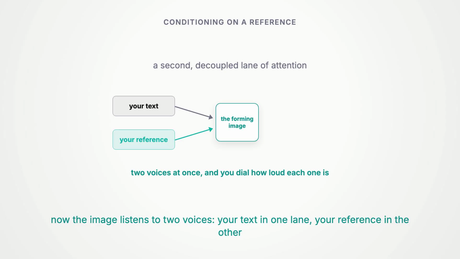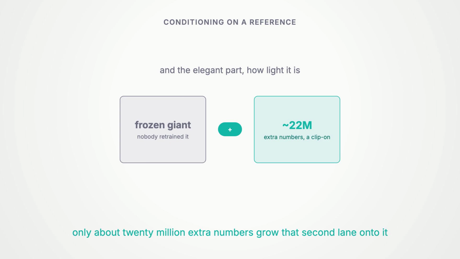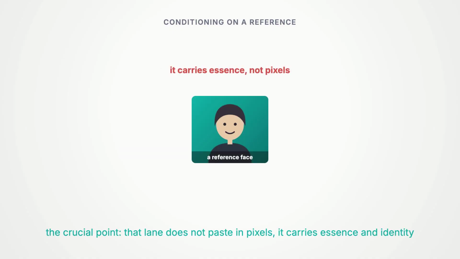And the elegant part is how light it is. The giant base model is left completely frozen and untouched. The adapter is a tiny add-on, only about 20 million extra numbers, that grows that second lane onto it, the same theme you will see again and again today, a small clip-on steering an enormous model nobody retrained. And here is the crucial, easily missed point. That second lane does not paste in the reference's pixels. It carries its essence, its style, its identity as features, and lets the new image grow in that flavor.